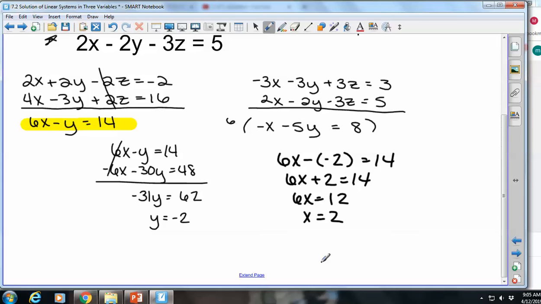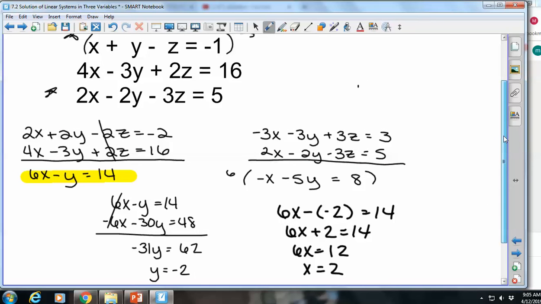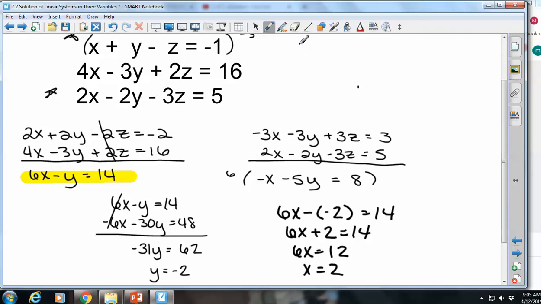So x is positive 2 and y is negative 2, and now we can get z. We just have to go back to the beginning. If I plug those in, let's say to the first one, I would have 2 plus negative 2 minus z equals negative 1. So negative z equals negative 1, and z is positive 1. So I have x, y, z.